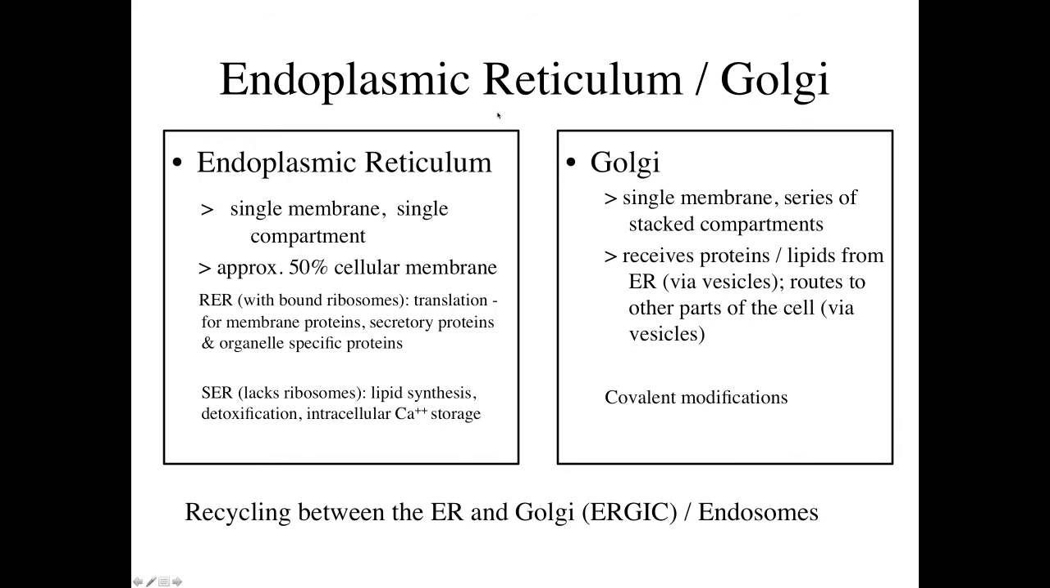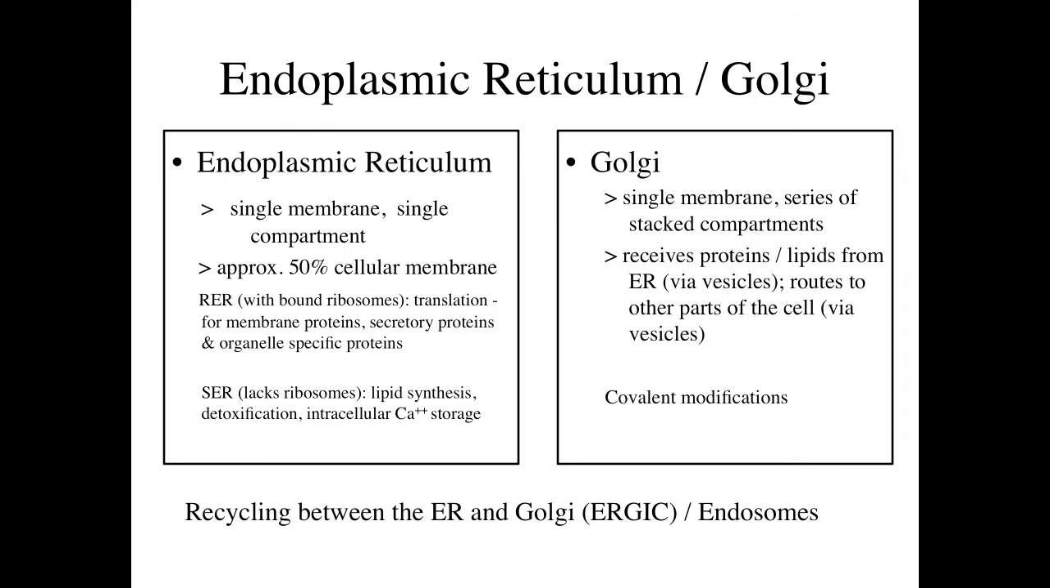So, a few quick words about the ER and the Golgi. The ER is a single membrane-bound compartment. About 50% of the total cell membrane is contributed by the ER. If we talk about regions of the ER that have ribosomes bound to them, we're talking about rough endoplasmic reticulum. This region of the ER specializes in translation, that is, synthesis of proteins. And these proteins will be either proteins that remain in membranes, proteins that are secreted from cells, or proteins that are destined to go to other organelles.